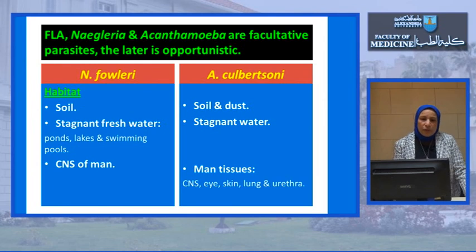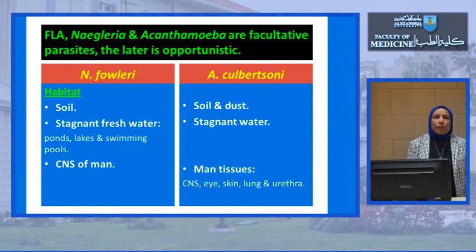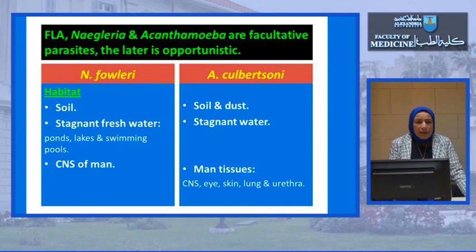In comparison between the two amoebae, as regards the habitat, both amoebae inhabit the soil and the stagnant fresh water of ponds, lakes, and swimming ponds. Acanthamoeba inhabits also the dust. In the host, the final habitat of Naegleria is the central nervous system of man, while Acanthamoeba, beside the central nervous system, can inhabit eyes, skin, lungs, and the urethra.